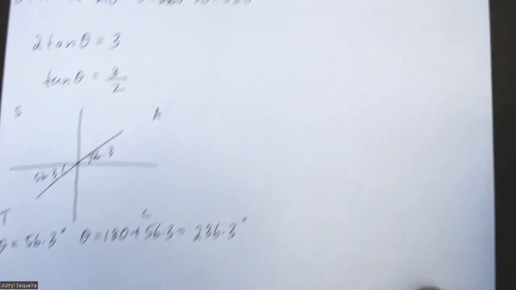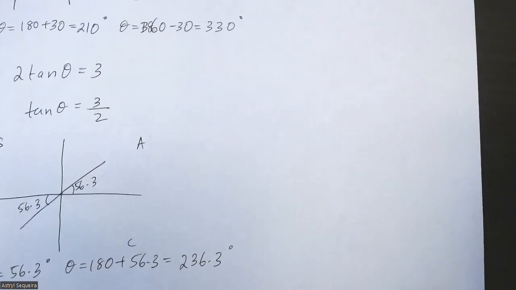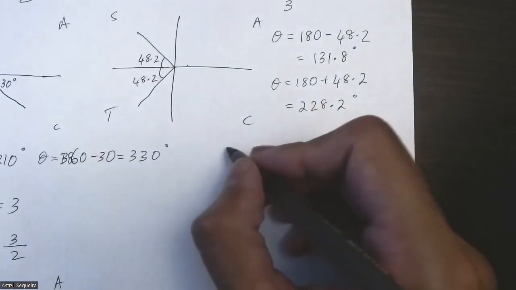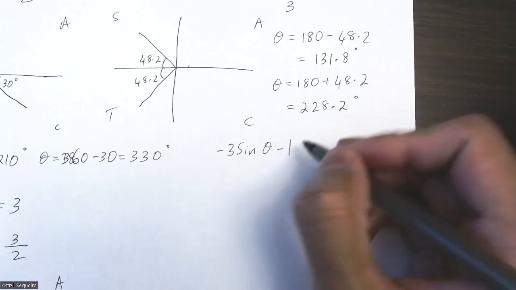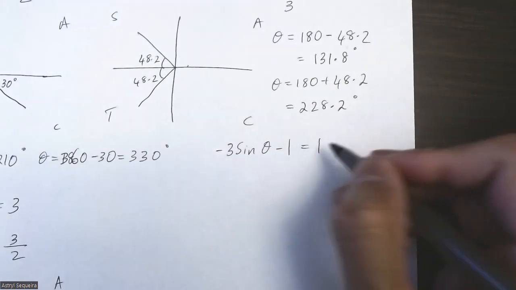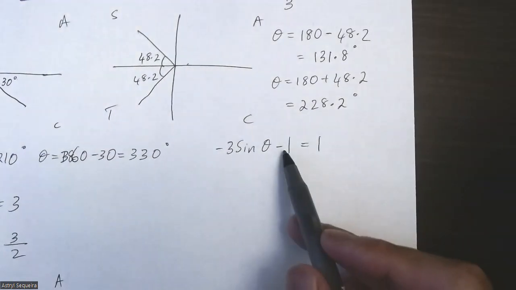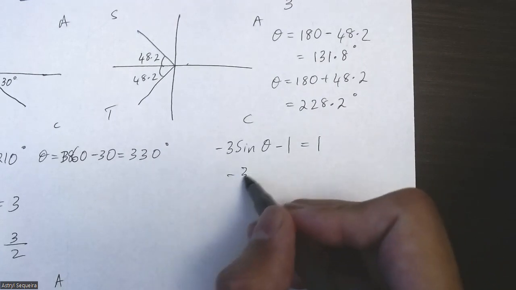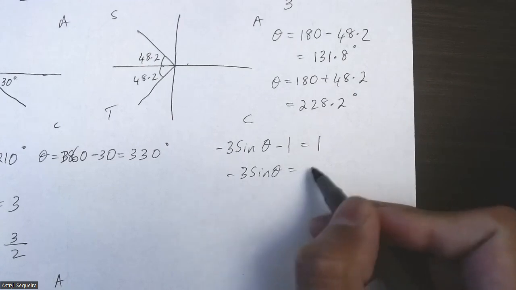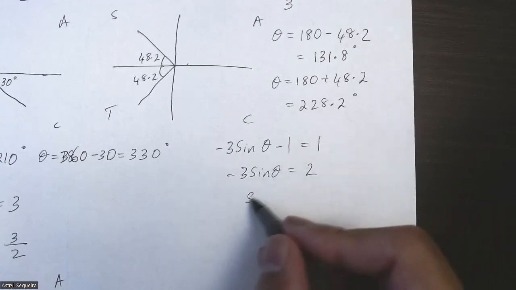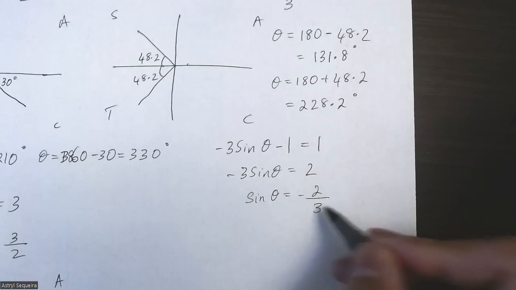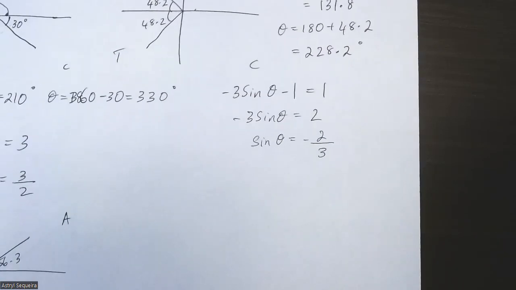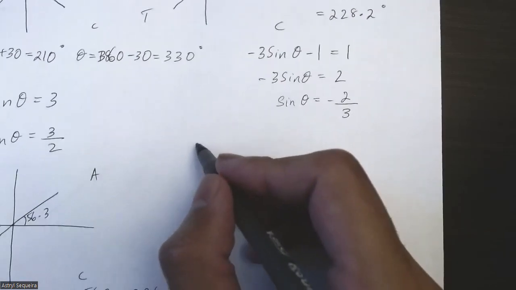Okay, let's go to the fourth question. Fourth question is -3 sine theta minus 1 equals 1. So the first thing I'm going to do is I'm going to add 1 on this side. I'm going to move the -1 over. So I have -3 sine theta equals 2. And then I'll divide by -3. So I have sine theta equals -2/3.